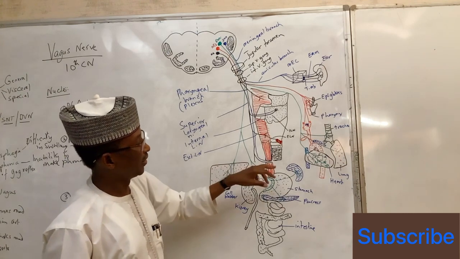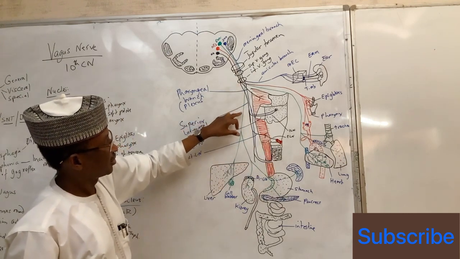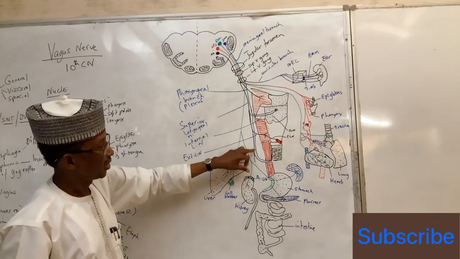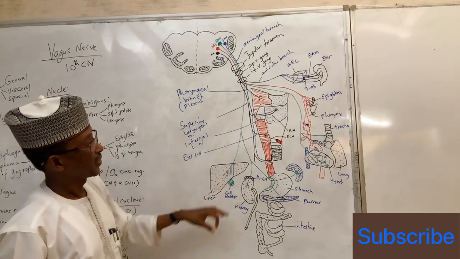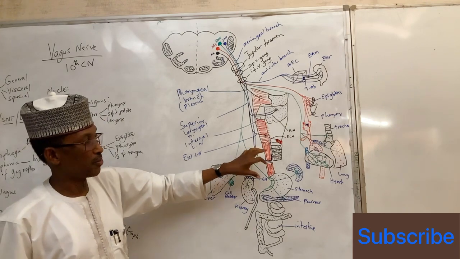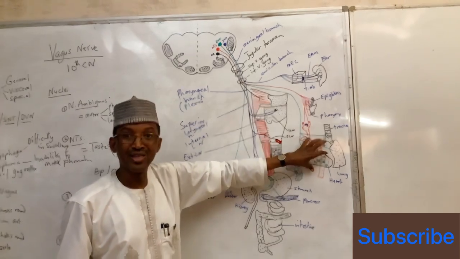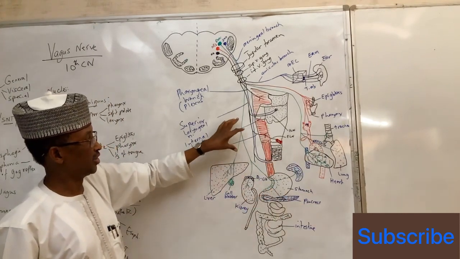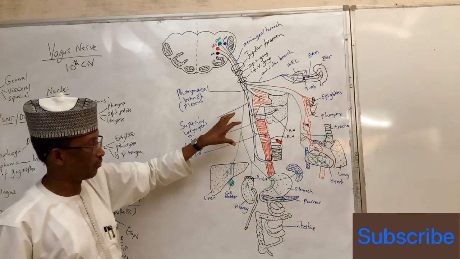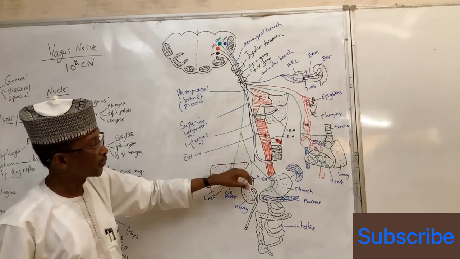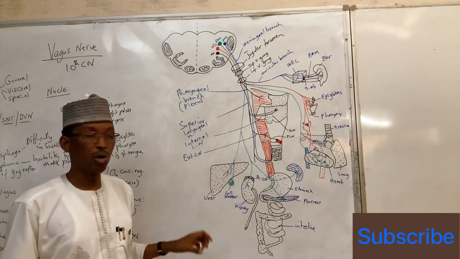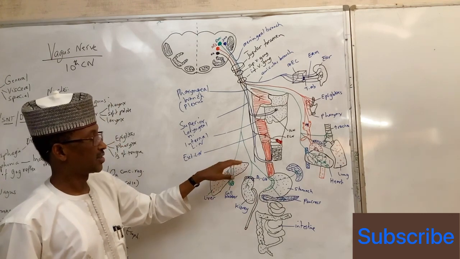So similarly, this dorsal vagal nucleus also supplies fibers down to the gastrointestinal tract, apart from supplying fibers to the intrathoracic organs within the thorax. So the fibers from the dorsal vagal nucleus descend down to supply parasympathetic fibers to these intra-abdominal organs.